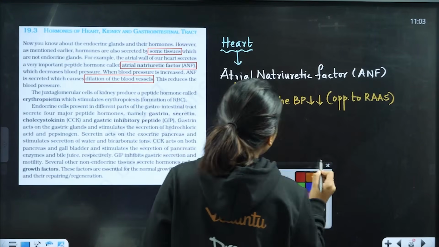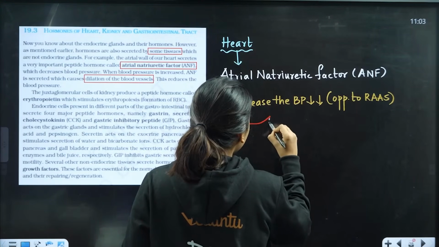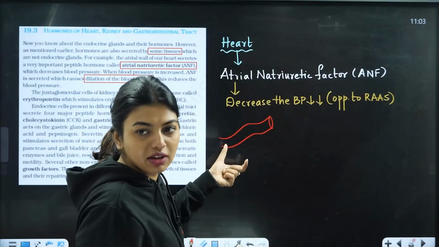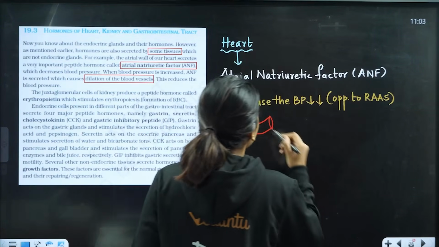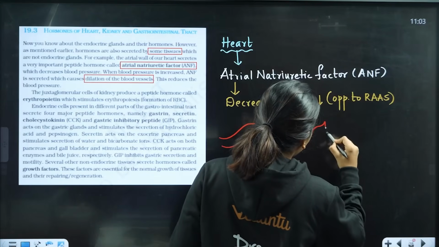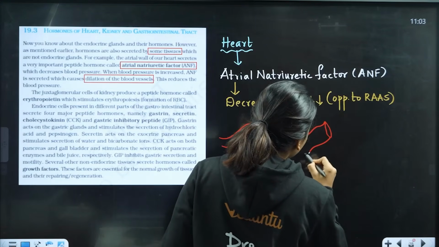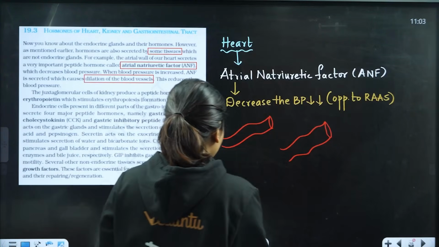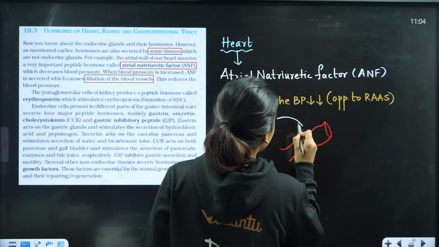So how do they do this, students? Normally a blood vessel, let's say it is a little constricted, so in the blood vessel the pressure is higher. So what does it do? It does vasodilation, increasing the blood vessel surface area, so automatically the pressure will decrease. Okay, pressure will automatically decrease.